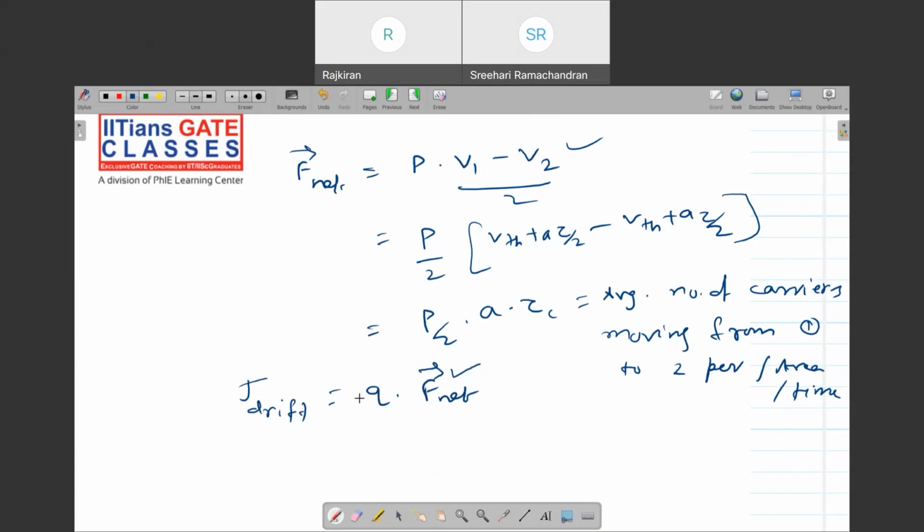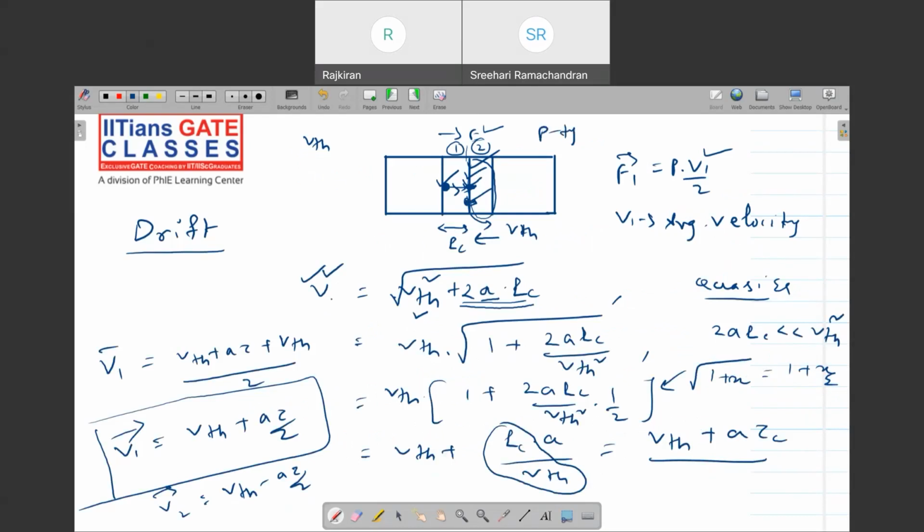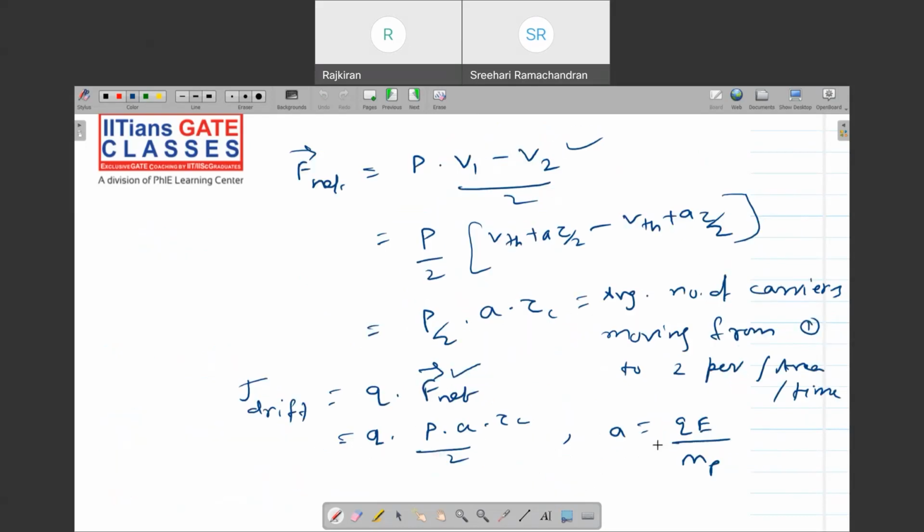So it will be equal to Q into F net, which is nothing but P into acceleration into tau c by 2. And we know what the acceleration is: force is charge into electric field, and acceleration is force divided by the effective mass of the holes. I am just talking about P type semiconductor, so I am talking about only holes.